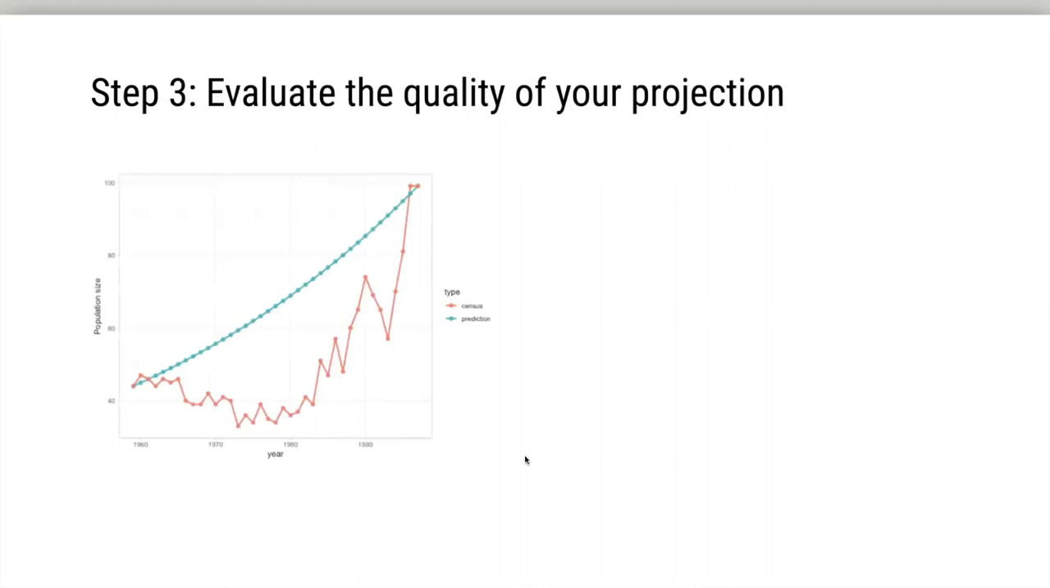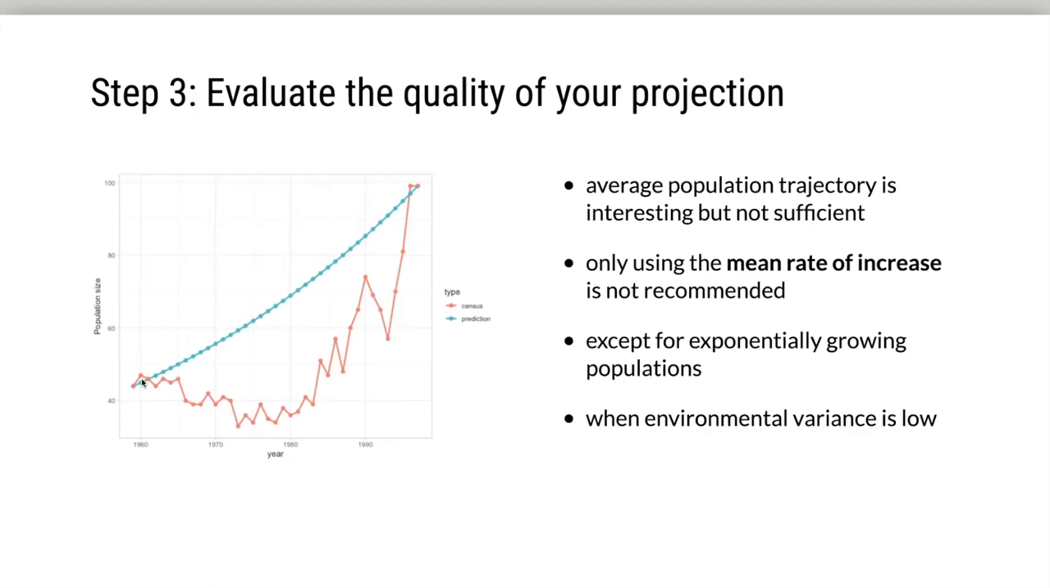So let's do it. And we get the blue line, which is the predicted population size starting from the initial population in 1959 by multiplying by the mean rate of increase of the population every year. So what we see here is that the average trajectory of the population that we just predicted is not really doing a good job in fitting the real data.